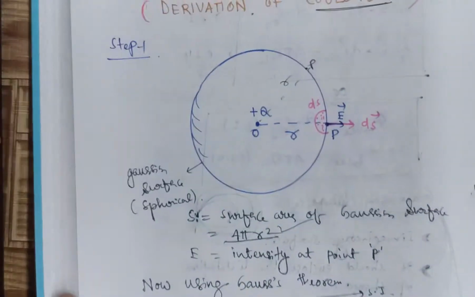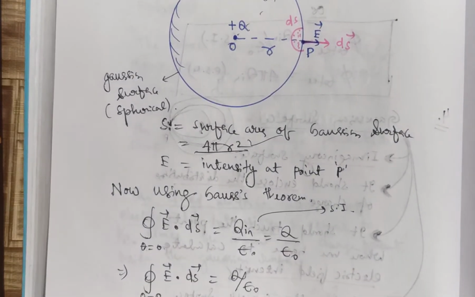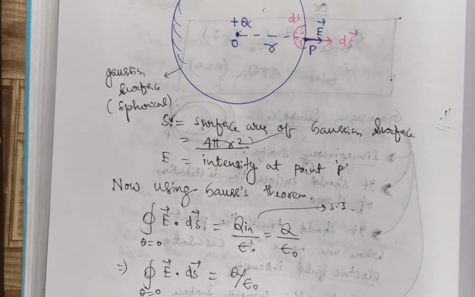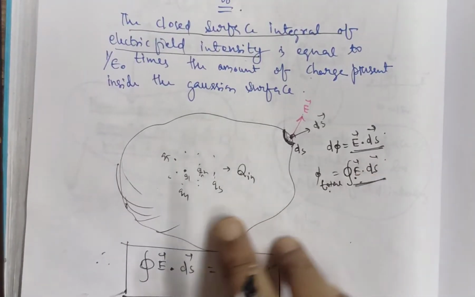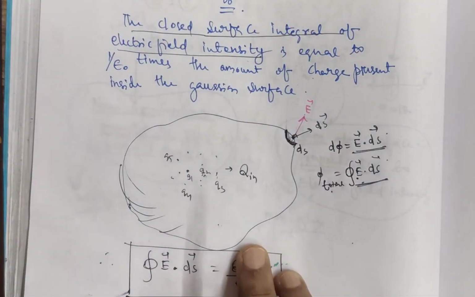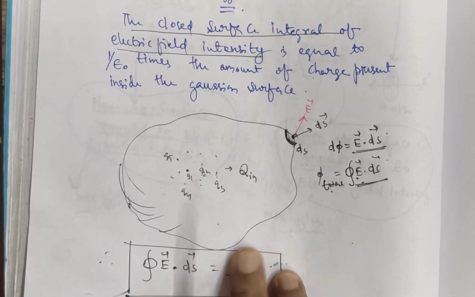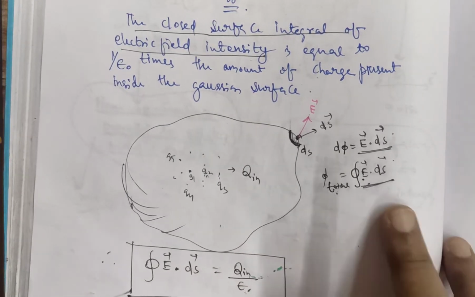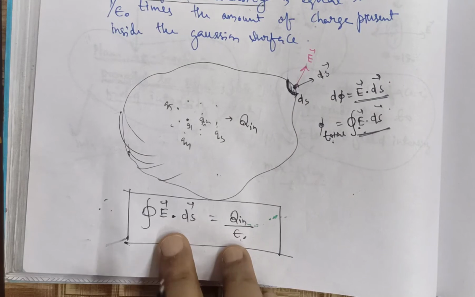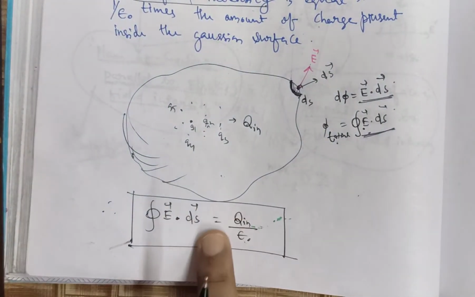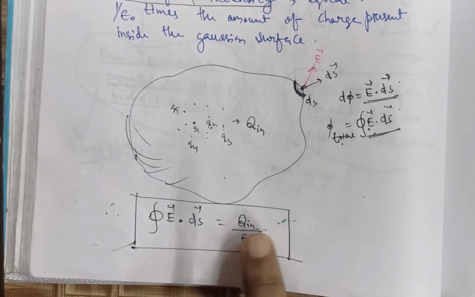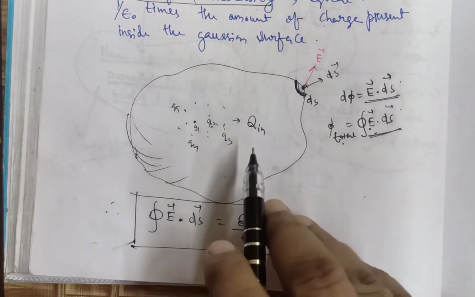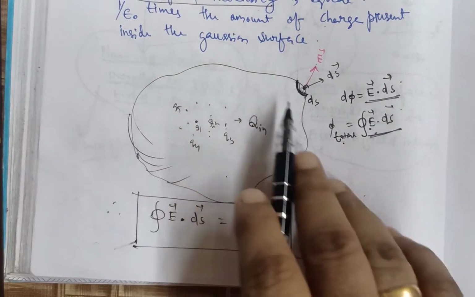Before using Gauss law, first remember the principle of Gauss law of electrostatics. Gauss law states that if some charges are enclosed by an imaginary surface, then the closed surface integral of the electric field intensity over this imaginary closed surface is equal to 1 by epsilon 0 times the total amount of charge present inside that Gaussian surface.